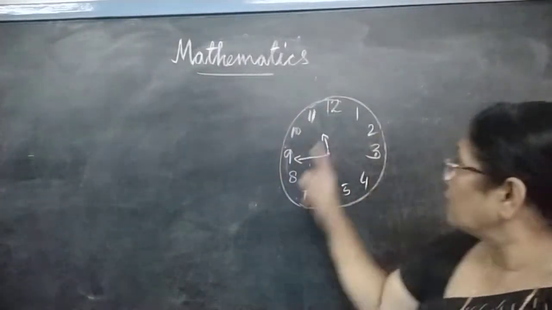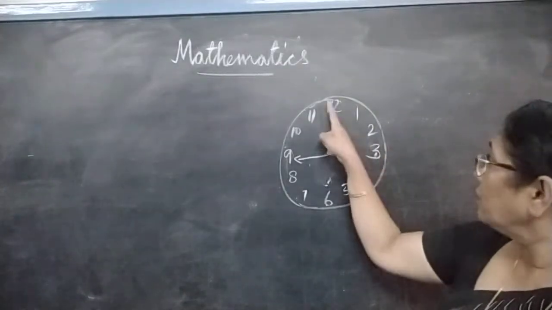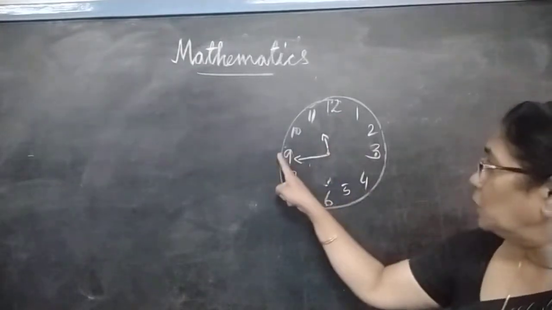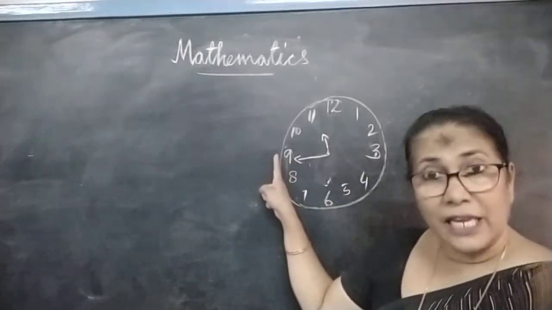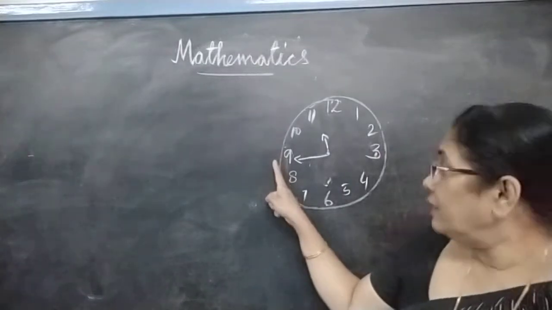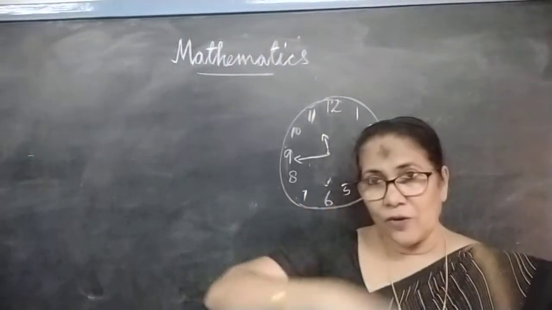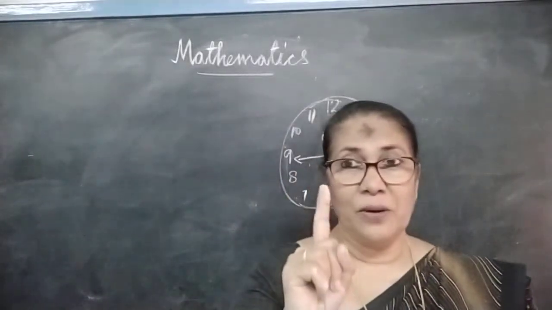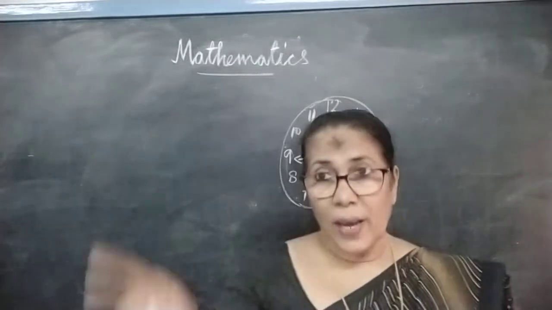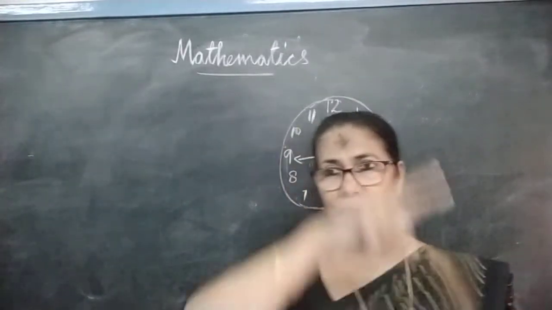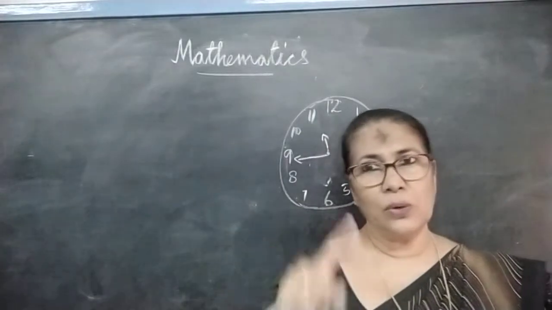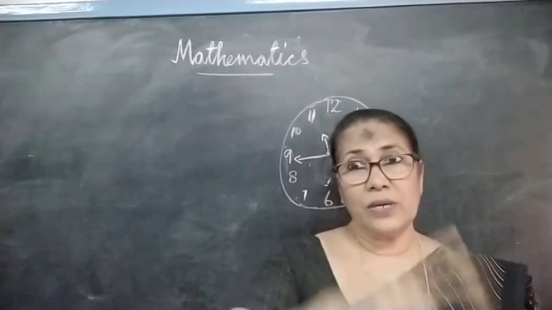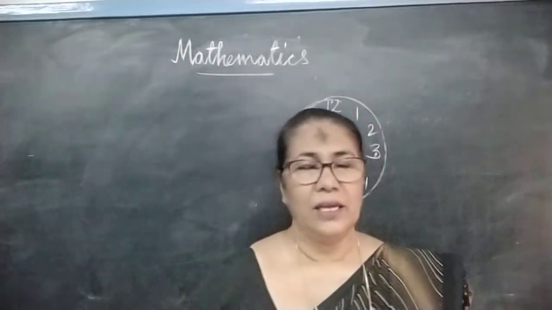From here to here, it is quarter. From here to 6, it is half. From here to 9, it is three quarters. And then when complete, it becomes one full phase, going around the hour hand. It goes 12 times. That is one phase. So how many times does it go around in a day? 24 times.